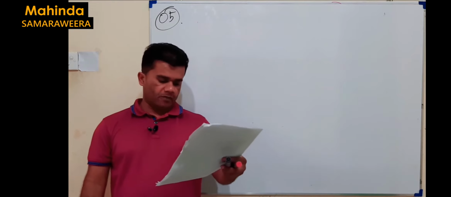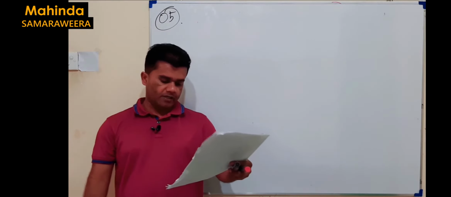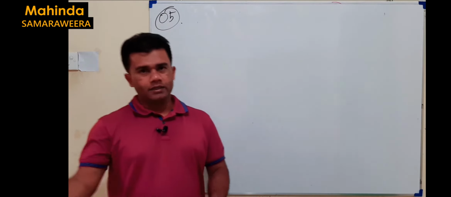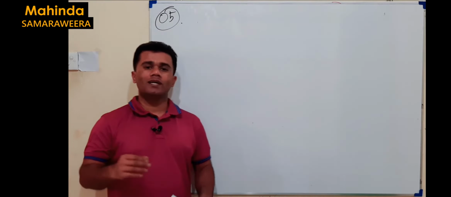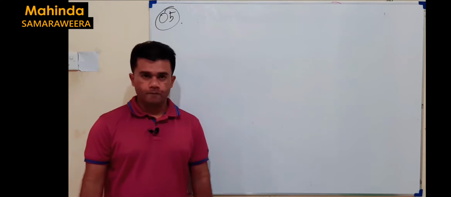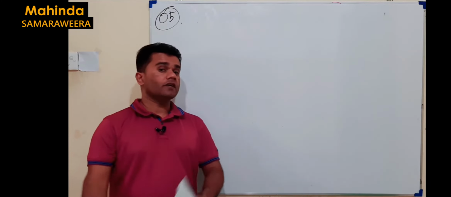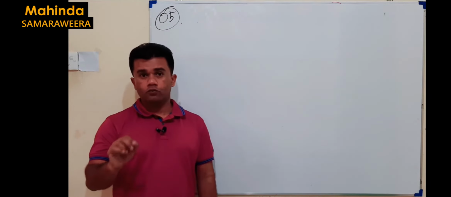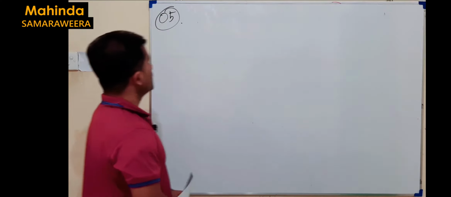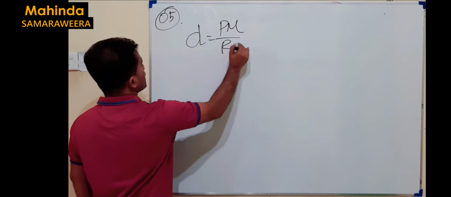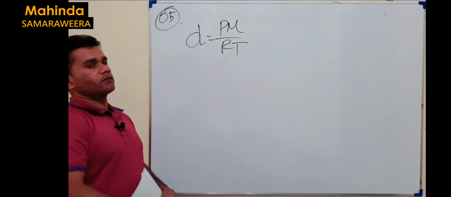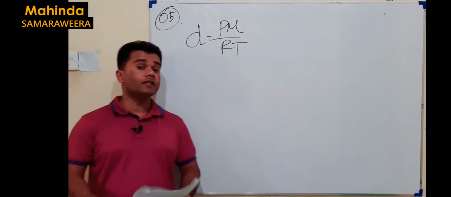Question number 5 from gaseous state of matter. The density of carbon dioxide will be highest. I think in the previous paper I told you, we need to memorize some derived equations, like PV equals nRT. We have some derived equations, so we have to remember these things. I think you remember this equation, D equals PM over RT. That's the equation for density of an ideal gas.